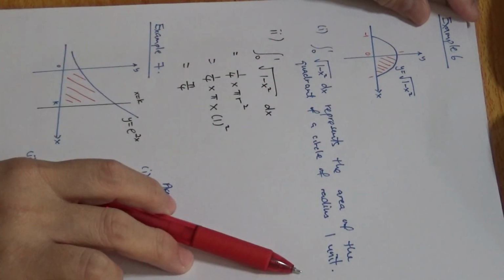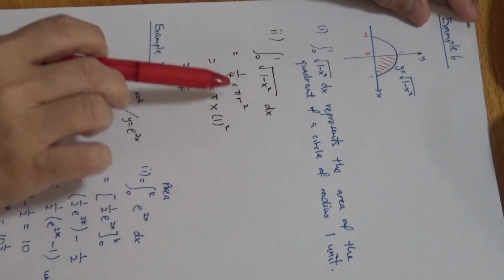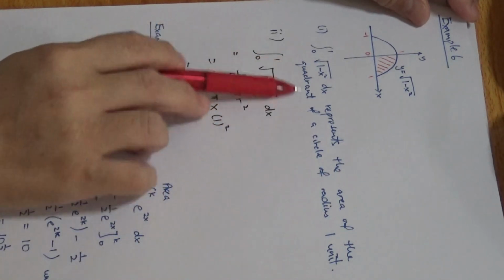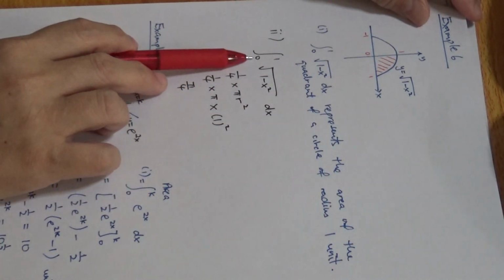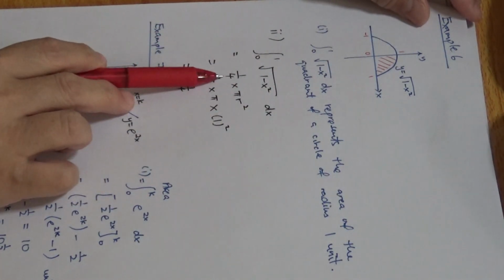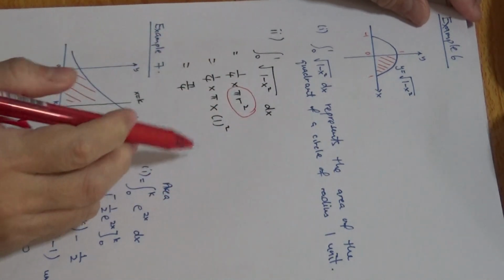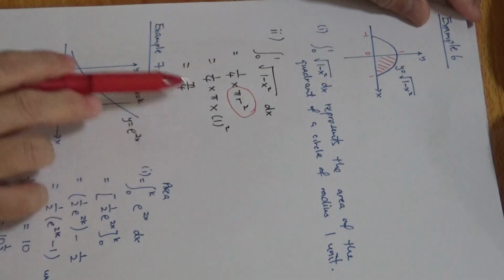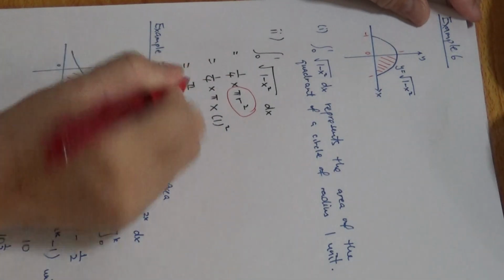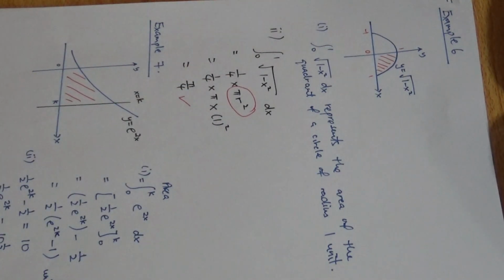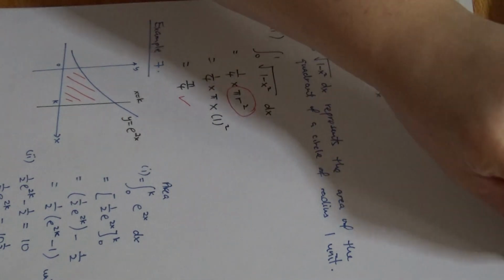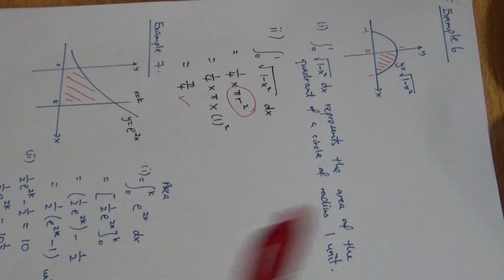Now part 2, hence or otherwise, find the value of this. Now we will use the hence because we know that it's a quadrant. When we integrate from 0 to 1, it's just 1/4 times the area of a circle. This circle has radius 1. So we just substitute in, we will get pi over 4. Alright, so that will complete our example 6.